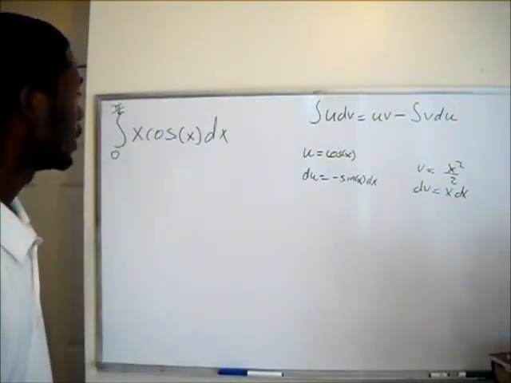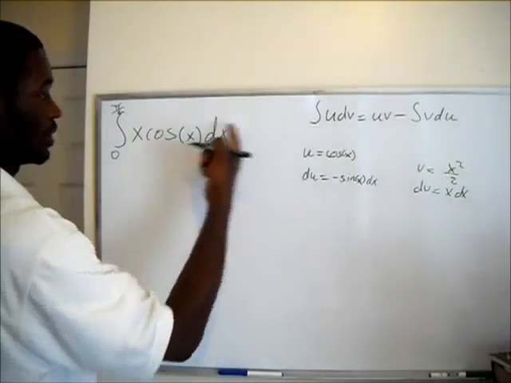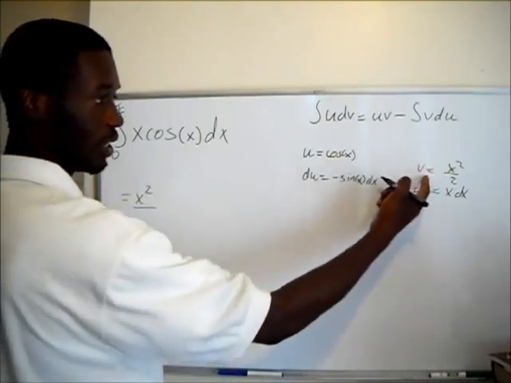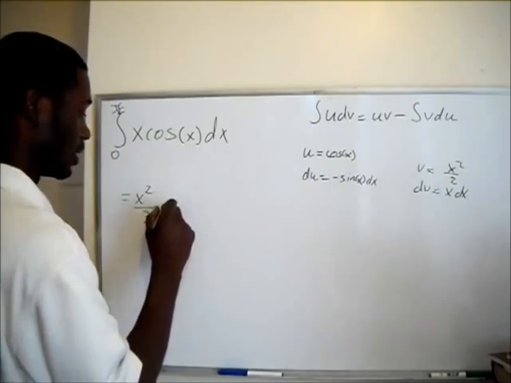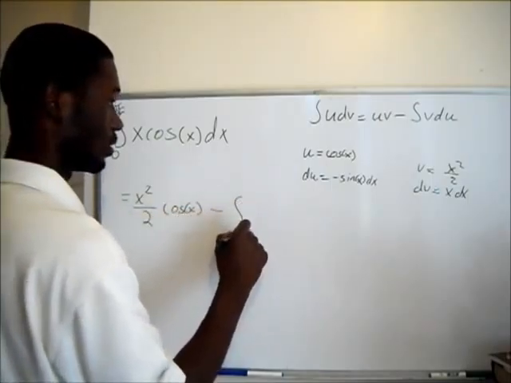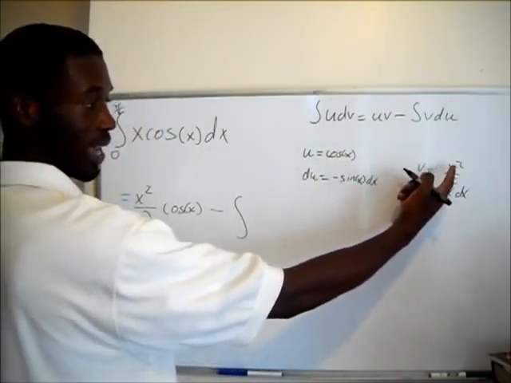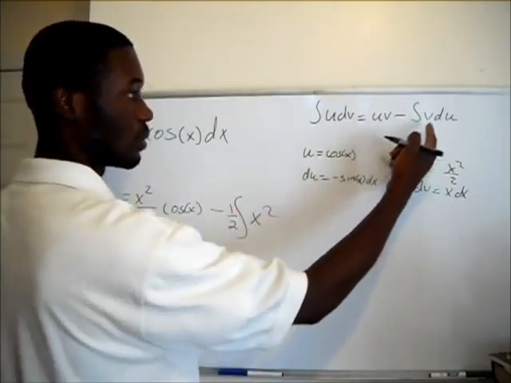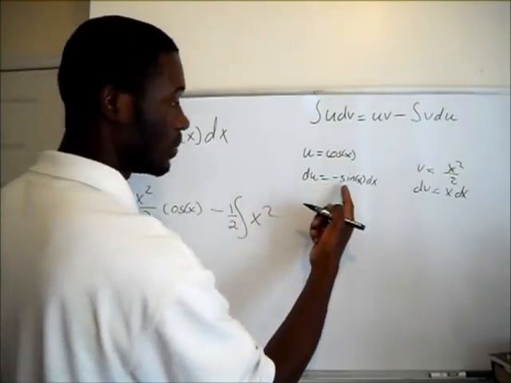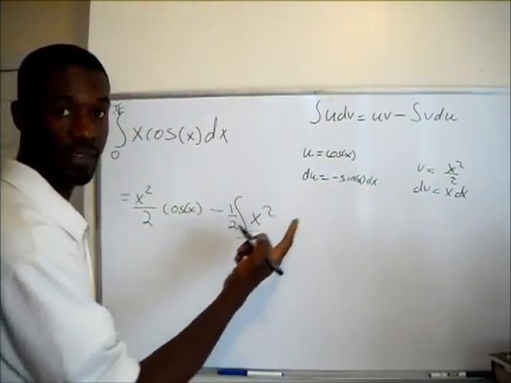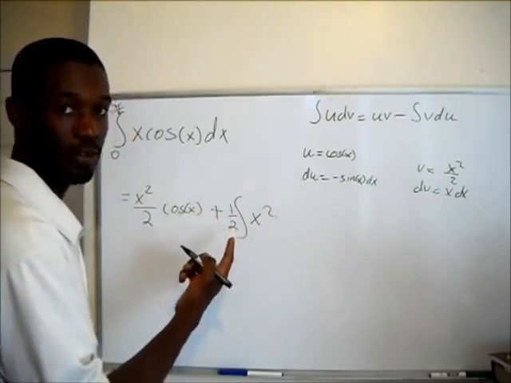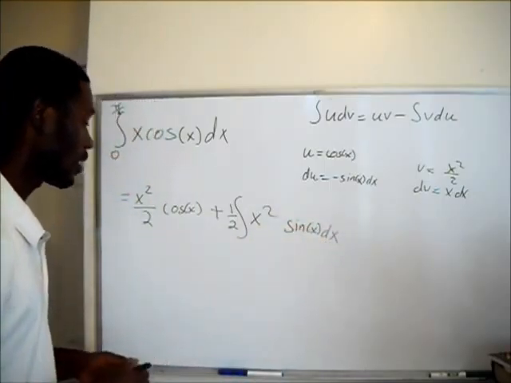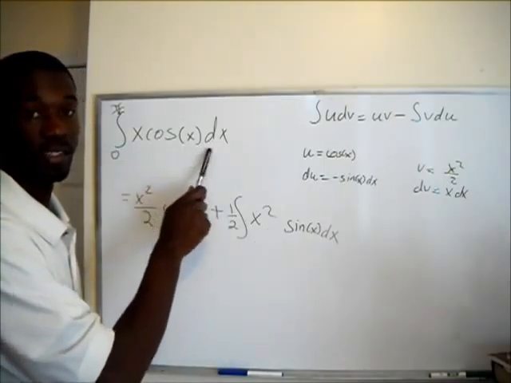Okay. So now our formula says this integral is equal to u times v. I'm going to write v times u, it'll be easier to see. So v times cosine of x, minus the integral of v du. v is x squared over 2, so I'm going to put the 1/2 in front and put x squared. Now du is negative sine of x dx, so I'll pull the negative sign to the front, which makes it positive. Then I'll have sine of x dx. Alright, so this is my new integral. So we're saying this is equal to this.